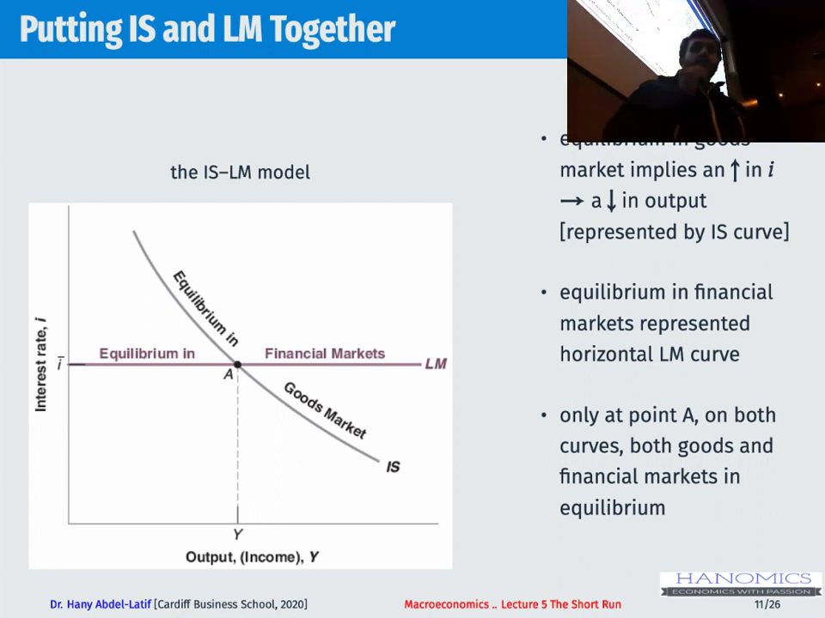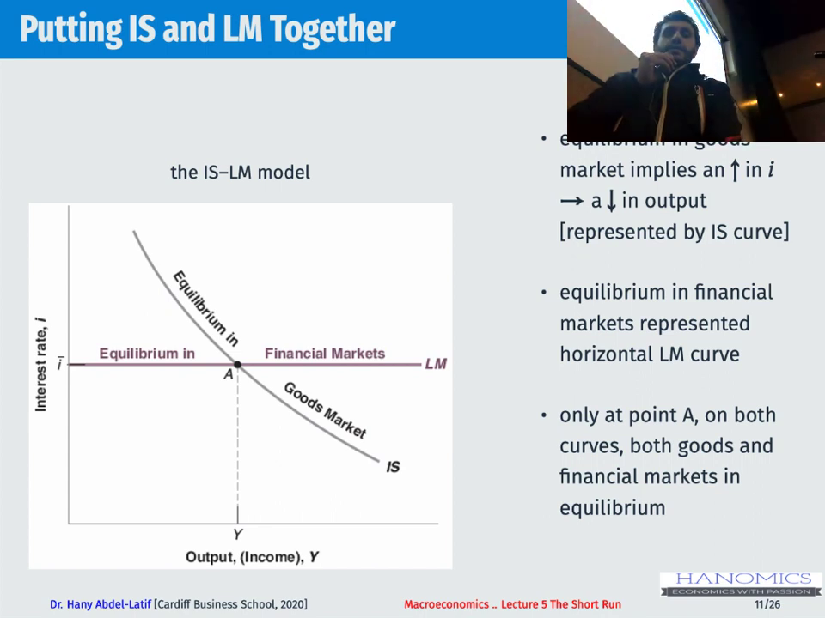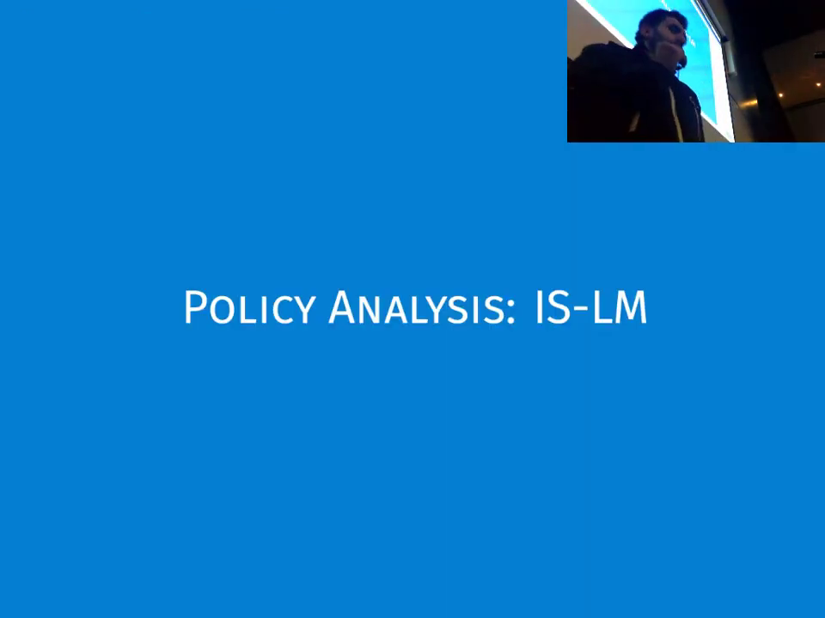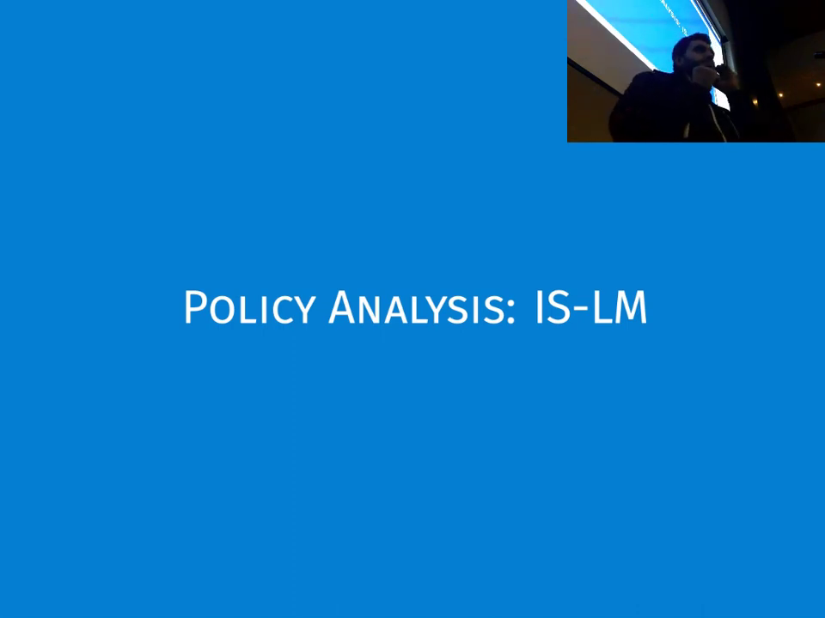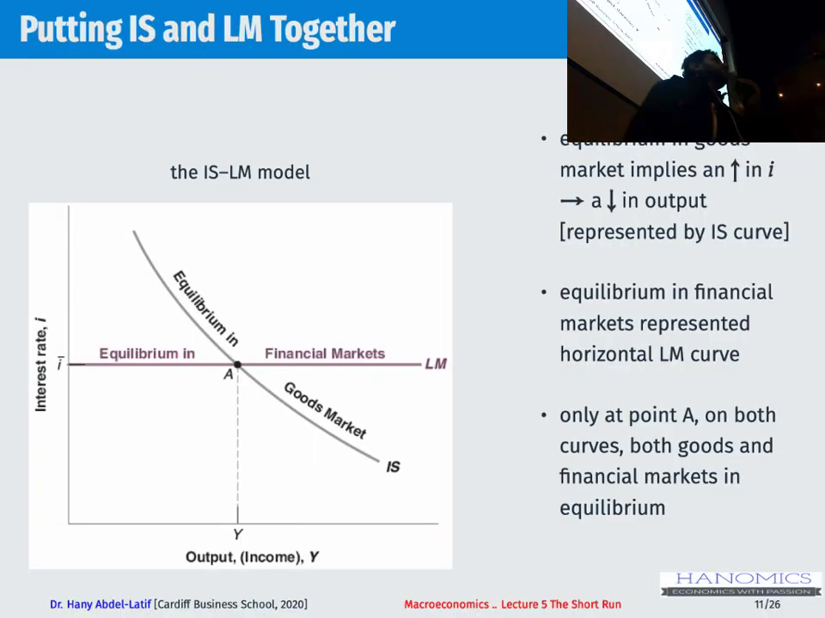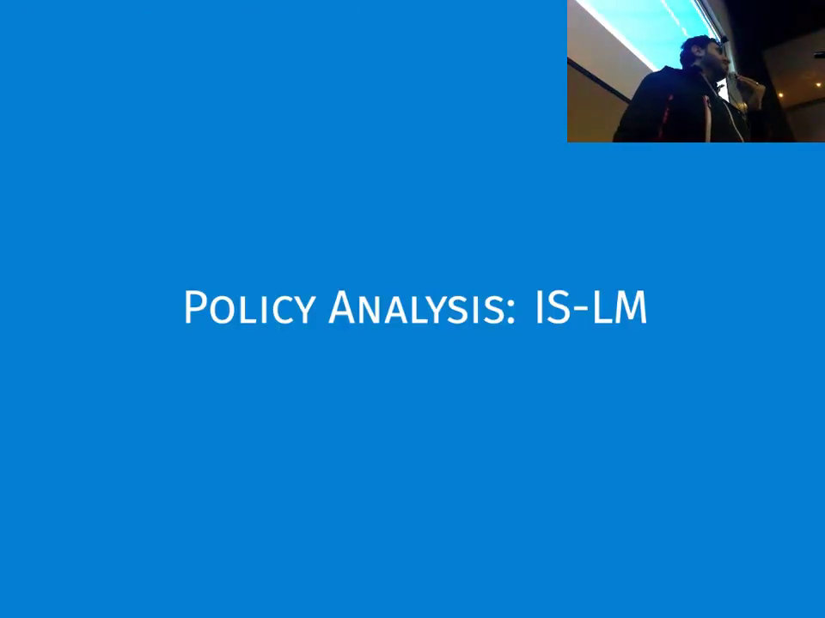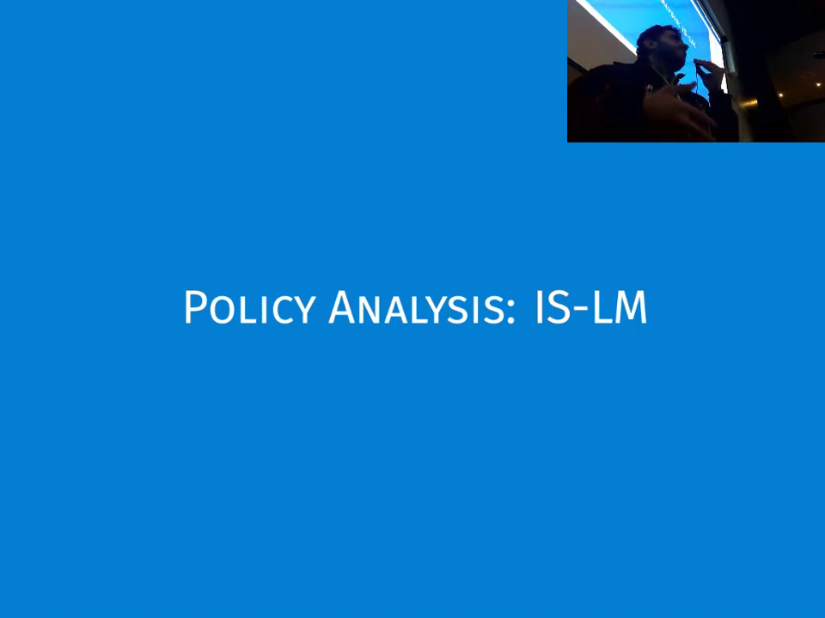So for now, we understand that the intersection point between both tells us the equilibrium in both markets at the same time. We understand IS is equilibrium in the goods market, LM is equilibrium in financial markets, and the intersection is equilibrium in both. Now, what would happen if there's a policy change? That is the idea here. It's a very convenient and simple analytical tool to explain the effect of different policies.